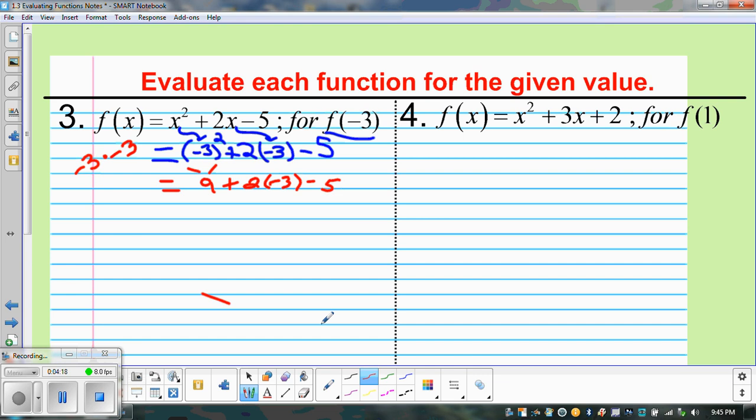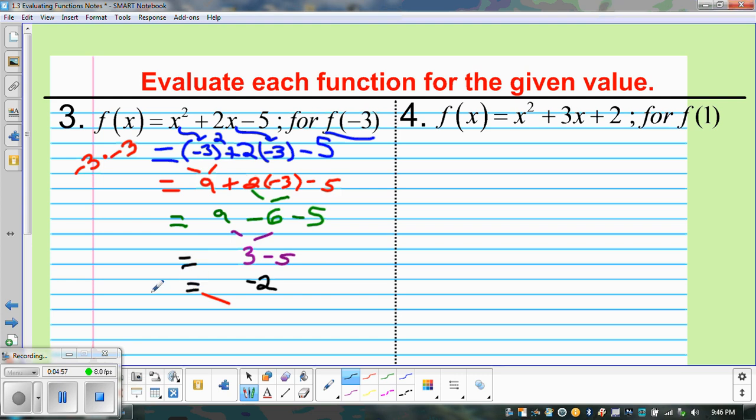Now, according to order of operations, the question is, should I add, multiply, or subtract? I'm hoping you said multiply. So if I multiply 2 times negative 3, that answer is negative 6. So I now have 9 minus 6 minus 5. Now we have two subtractions. We're going to go in order from left to right. You have 9 minus 6, which is 3. And then 3 minus 5 is negative 2. If you remember from our conversations with our warm-up, the larger number is negative, which means our value needs to be negative.